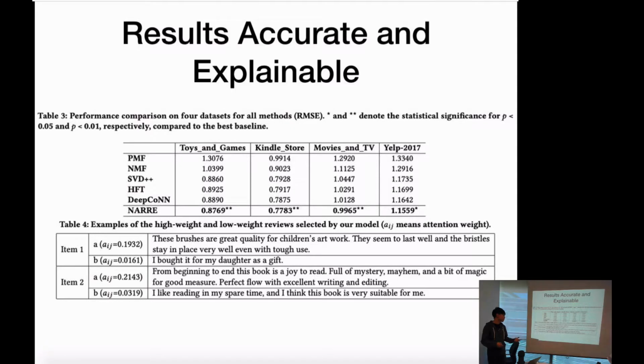Whereas "I bought it for a gift for my daughter as a gift" is not very good for helping in recommendation. So the attention system does well in this case, and it also allows you to give this review to the user to understand why this item is recommended for you. Yeah. So same thing for the other item.